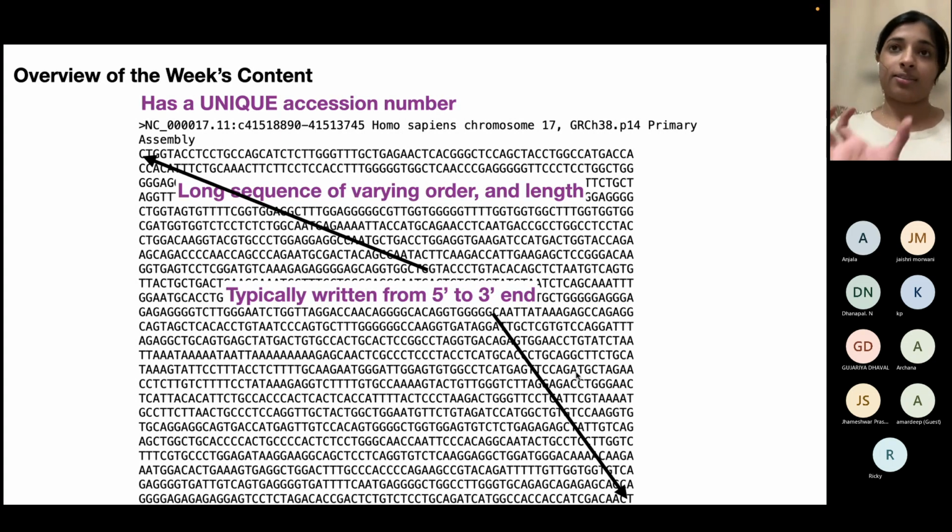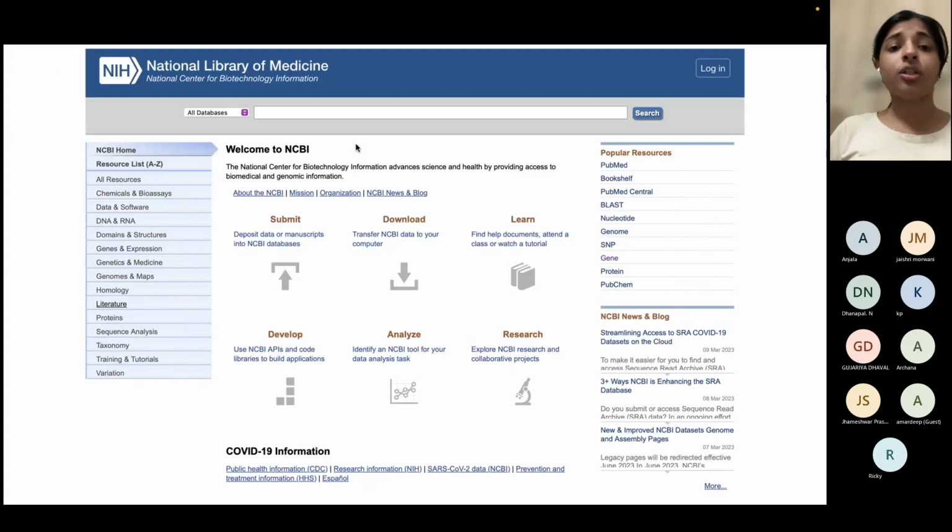This is the DNA that encodes for the mRNA, and then the mRNA will encode for the protein. So FASTA sequences are available for DNA, mRNA, and protein. And each of these will have a unique accession number. So if you type in just this accession number, then you will be able to access it directly. So this sequence has been retrieved from the NCBI database.